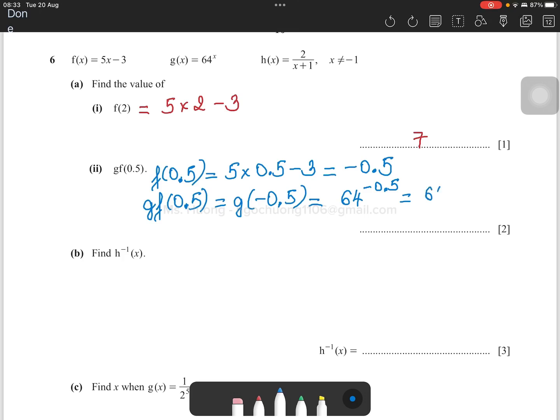And this means 64 to the power of negative 1/2. So it means 1 over the square root of 64. The negative sign means we flip it, and 1/2 means we take the square root. So this one is equal to 1 over 8.